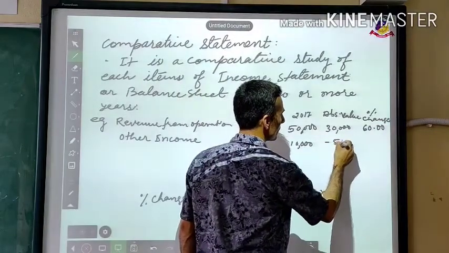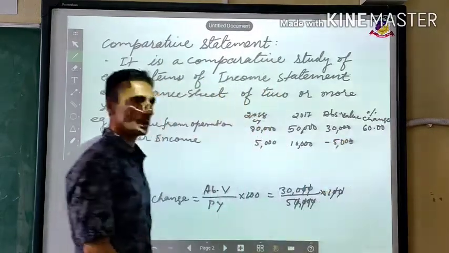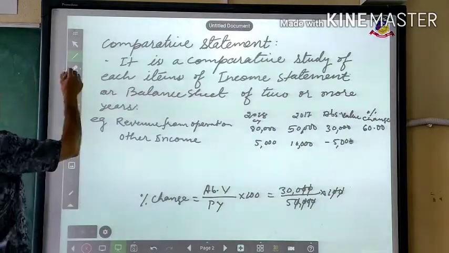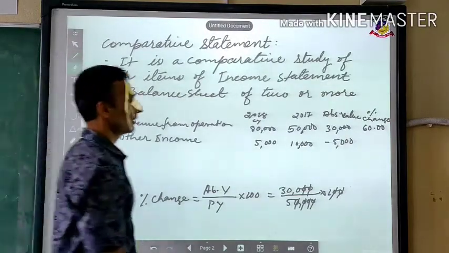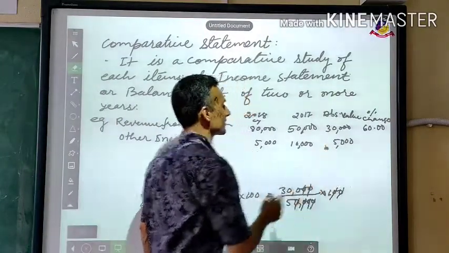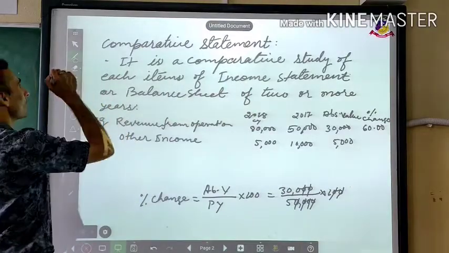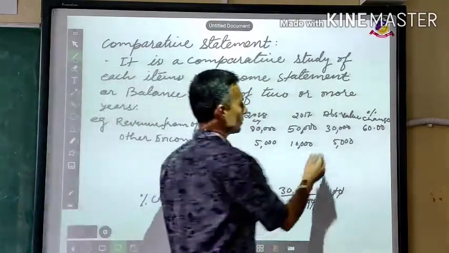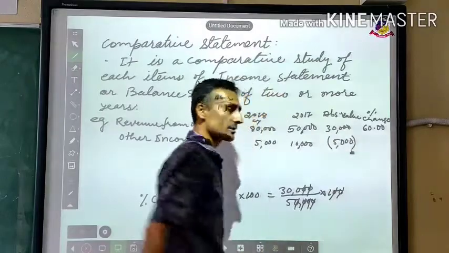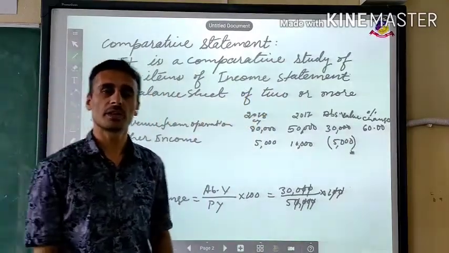So how much? Minus 5,000, right? But here we will not write minus. We have to show the negative change, but we put what? The bracket. That will signify the negative change.